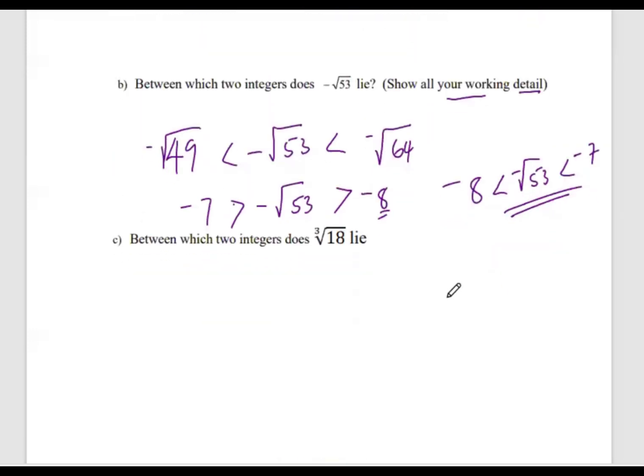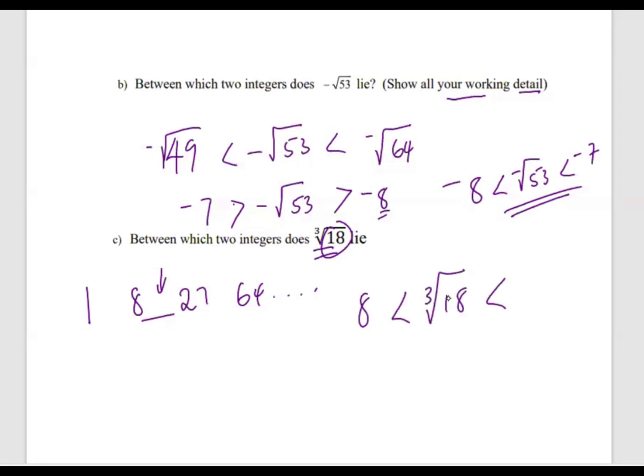Then last, between which two integers does the cube root of 18 lie? Okay, so cube numbers or perfect cubes are those whose cube root can be obtained. So 1 cubed is 1, 2 cubed is 8, 3 cubed is 27, 4 cubed is 64, and so on. So we're seeing that 18 is in between 8 and 27. So 8 is less than the cube root of 18, which is less than 27. Then find the cube root for those numbers. So cube root of 8 is 2. And then this is the cube root of 18. And then that is 3.